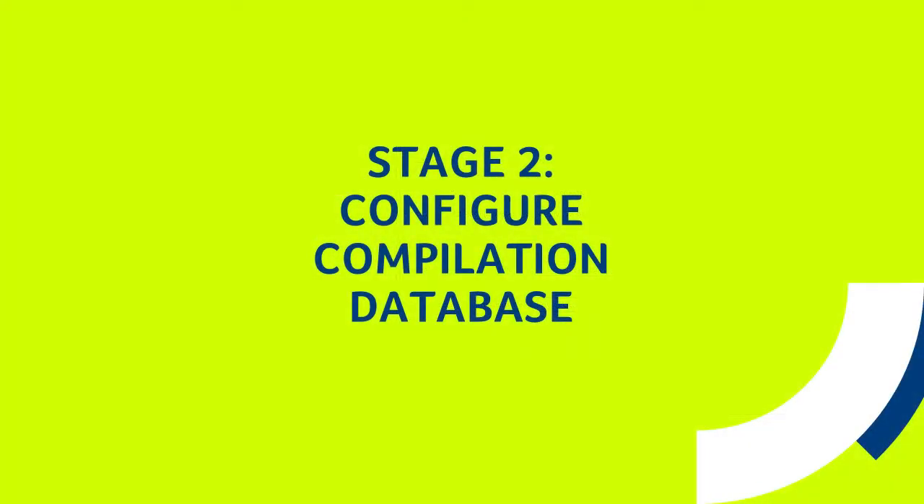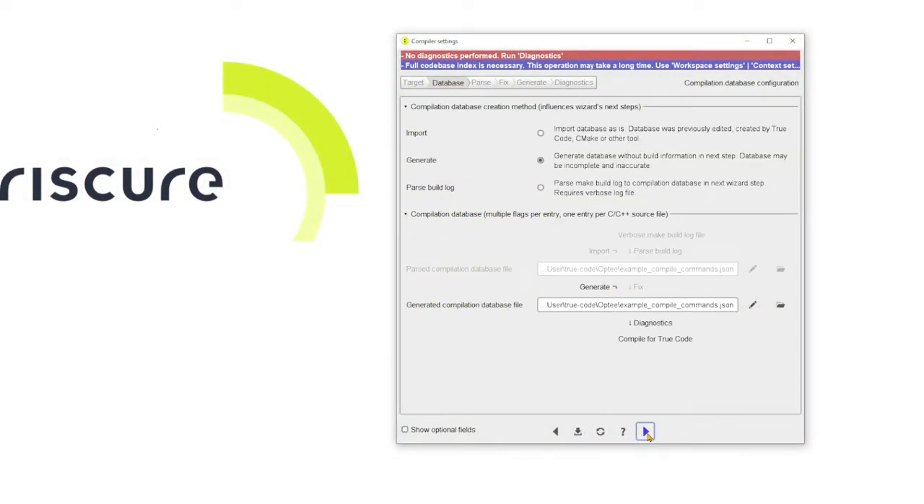Stage 2. Compilation Database Configuration. In this stage, we need to tell TrueCode how to create a compilation database using one of the three supported methods: import, generate, or parse build log. In this tutorial, we cover the case when you have a build log coming from Make or a similar compilation system, and you need to parse it.